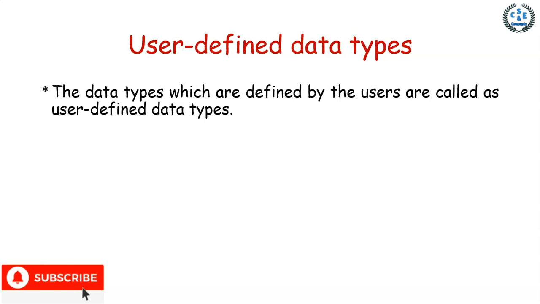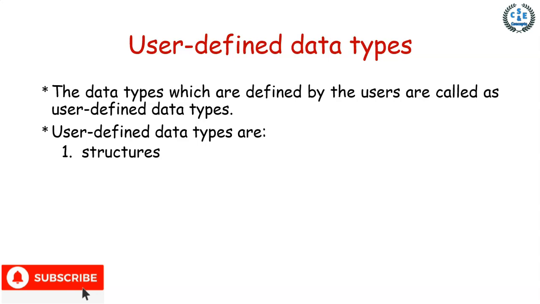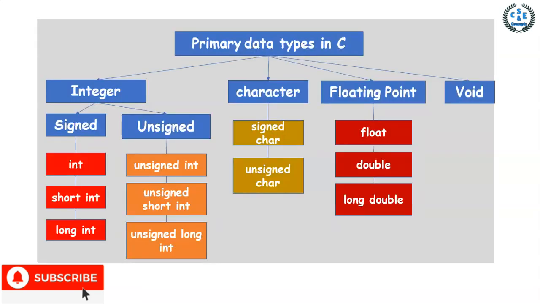Next, user-defined data types. These are the data types which are defined by the users, not by the programming language. And user-defined data types are structures, unions, type definition, and enumerated data types. In this video, we will discuss only primary data types. Derived and user-defined data types will be discussed in separate videos.